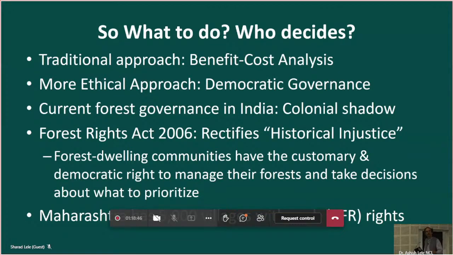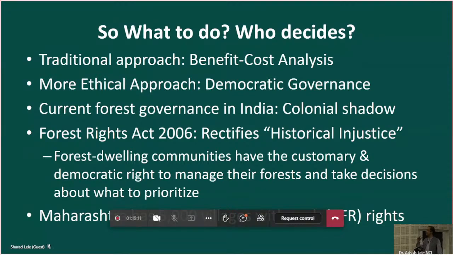And since I'm in Pune and we are talking about the state of Maharashtra, it is actually at the forefront of recognizing community forest rights. In Maharashtra, especially in the east and the northern boundary with Madhya Pradesh, we have more than 5,000 villages which have received CFR rights under the Forest Rights Act. Some of them received them way back in 2010, many in 2012 and 2015. So it is almost 10 years ago that they received these rights.